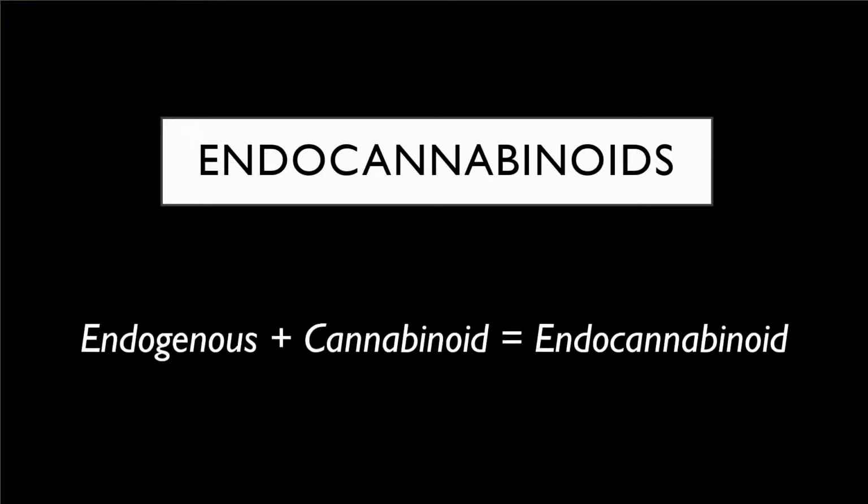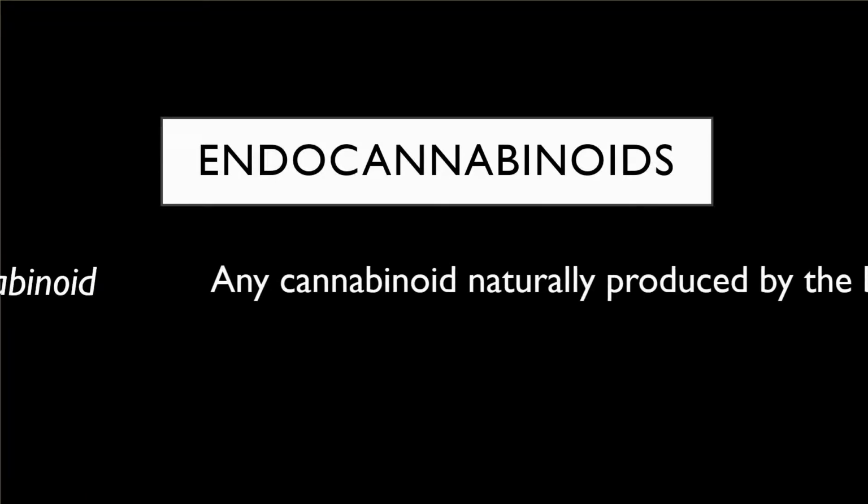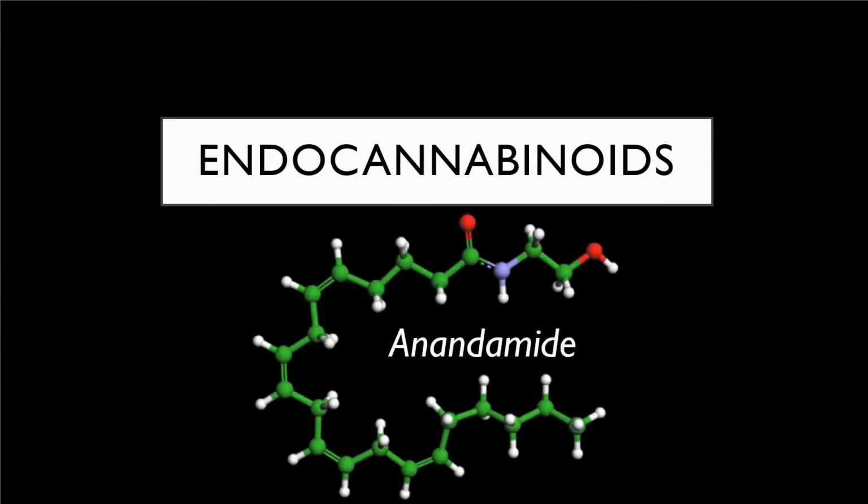A combination of the words endogenous and cannabinoid, endocannabinoids are any cannabinoid naturally produced by the body. The most commonly discussed endocannabinoid is anandamide, but as I will discuss later, much of this research is relatively new. Having only been first isolated in 1992, anandamide is responsible for providing long-distance runners with a euphoric feeling, the runner's high that you may have heard mentioned or possibly even experienced for yourself. For this reason, it may also be called the bliss molecule.